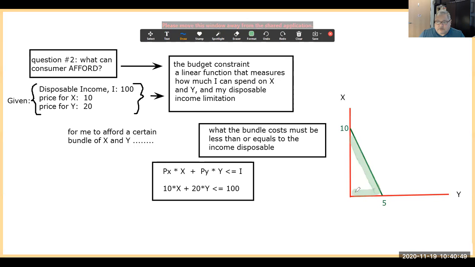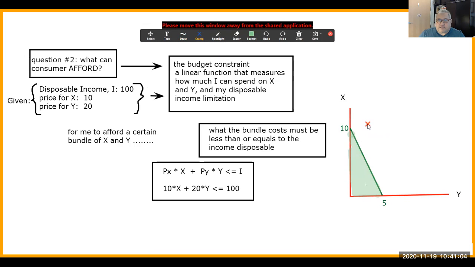Okay, so this shaded region in green is what we call the budget set, or the feasible budget set. It consists of all the different points of consumption that are affordable, and the stuff that is beyond that is unfortunately not affordable. So all these bundles of X and Y that are beyond the green line are not affordable.